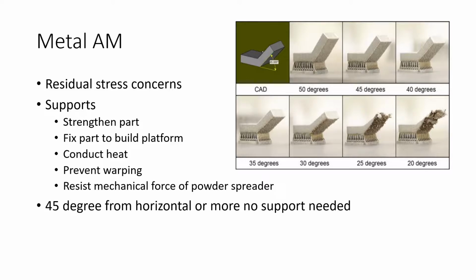In this figure here on the right, you can see that this is a powder bed method. Looks like laser sintering, and as you increase the angle, less support is needed generally, and the cutoff here is 45 degrees, where it starts becoming more needed as you decrease that angle from the horizontal after that.